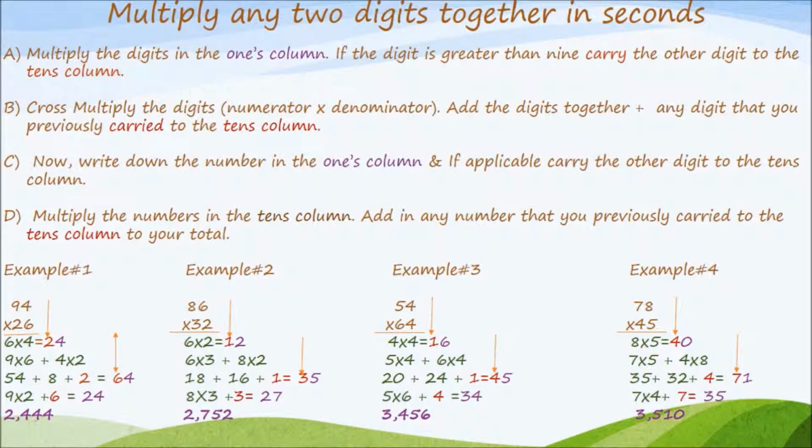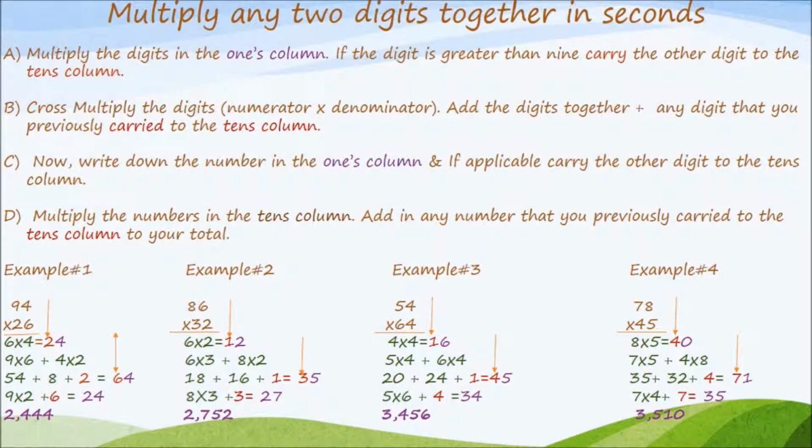Next, we're going to write down the digit in the ones column. If applicable, you're going to carry the other digits to the tens column. Next, we're going to multiply the digits in the tens column and add in any digit that you previously carried to the tens column to your total.